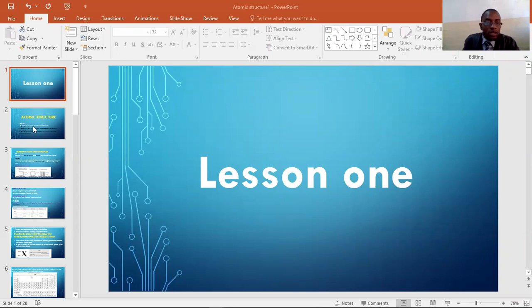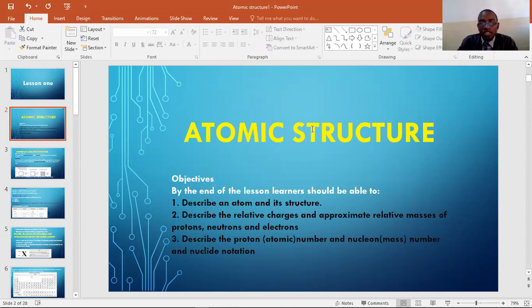To start with, as usual, we have to look at the learning objectives for today's session. By the close of this session, we are required to describe what an atom is and its composition in terms of the structure. We have to describe the relative charges, which are just the characteristics of the fundamental particles found in the atom. And then we have to understand what protons and nucleons are, and how to determine the proton, the electron, and the neutron number.